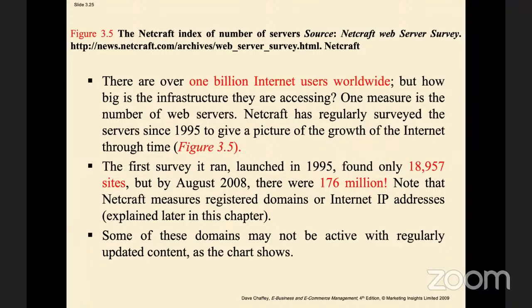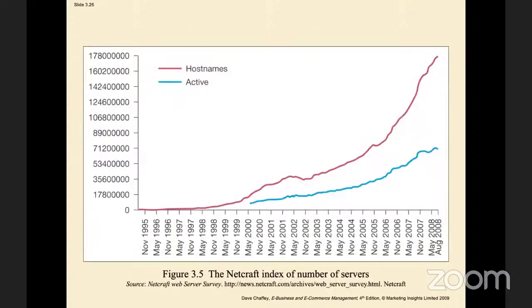Some of these domains may not be active with regularly updated content, as the chart shows. So here is the chart, from 1995 to August 2008. The host names are in red and the active ones are in blue, and the difference in the numbers is very huge.